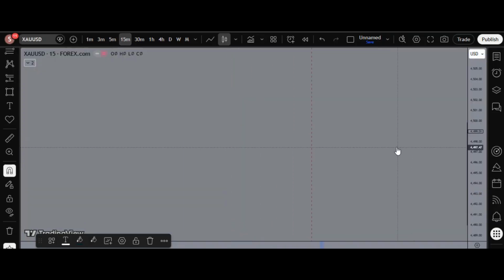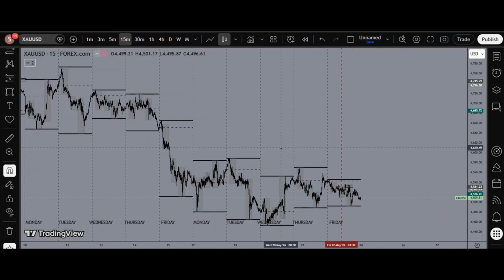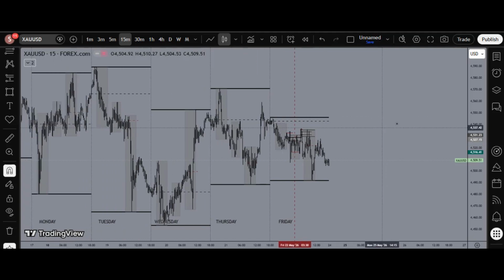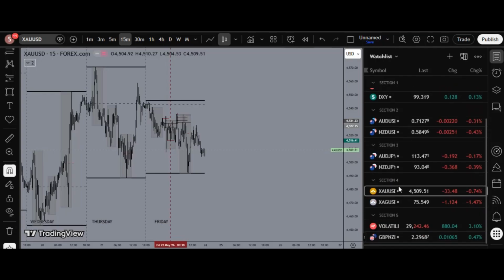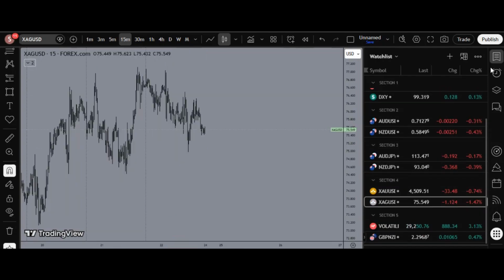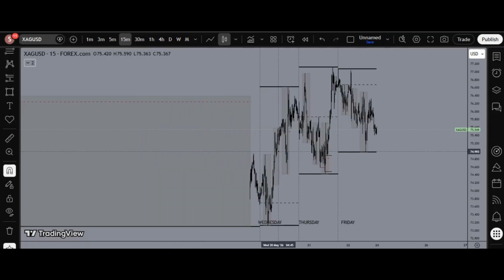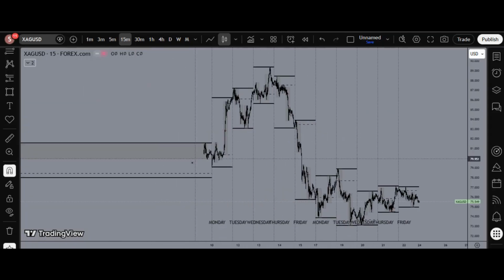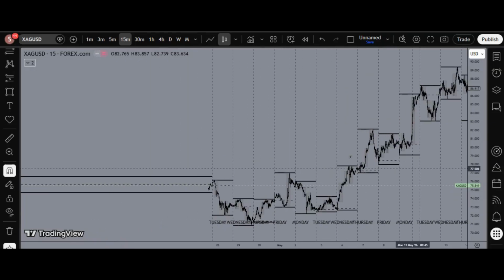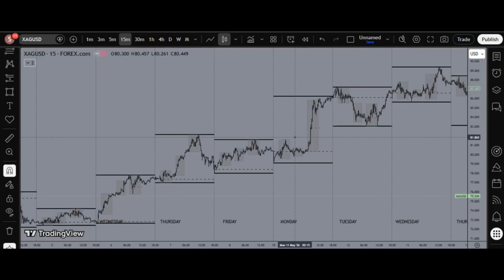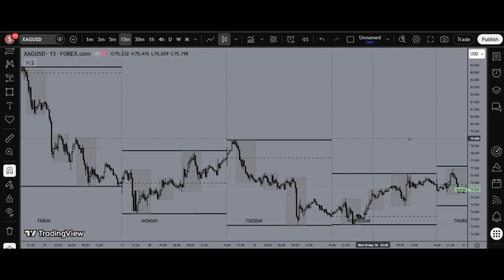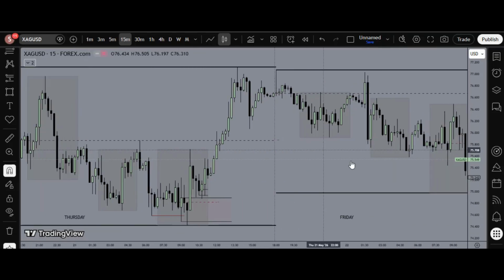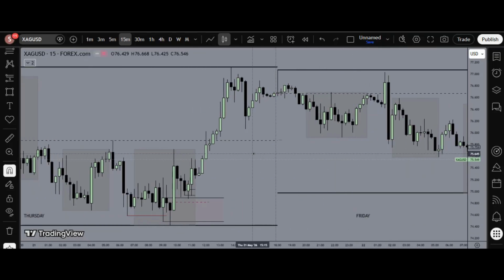So let's look at one more example on silver. This is gold. Let's look at one more example on silver, on the 15 minutes time frame. There's one example there. These are all recent trades. Okay, look at it. This is it.